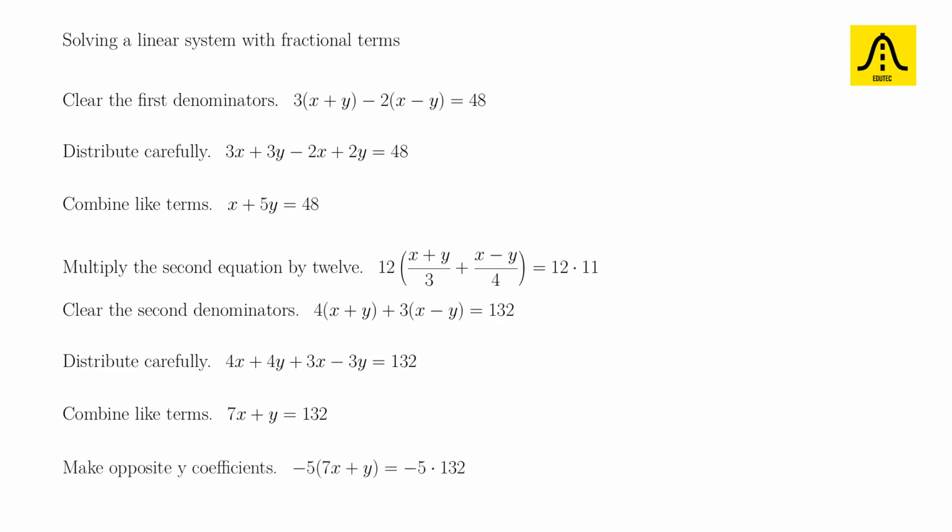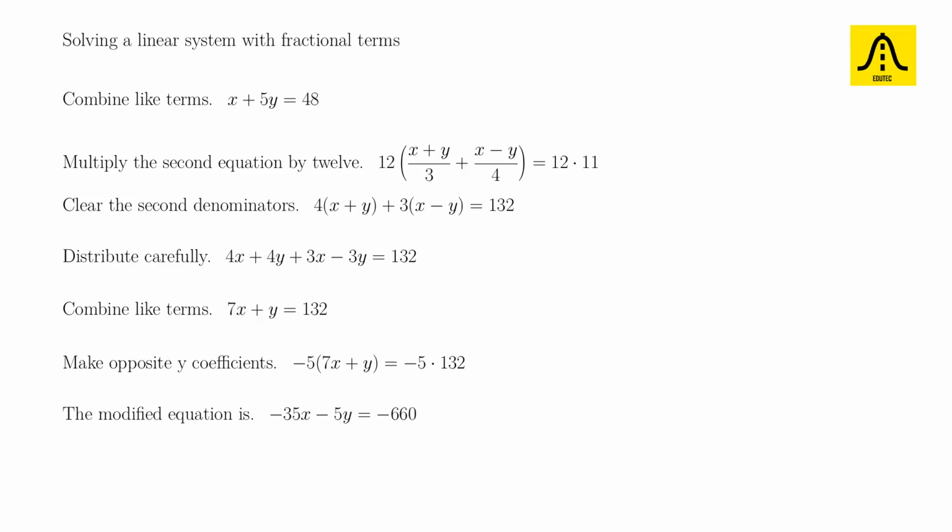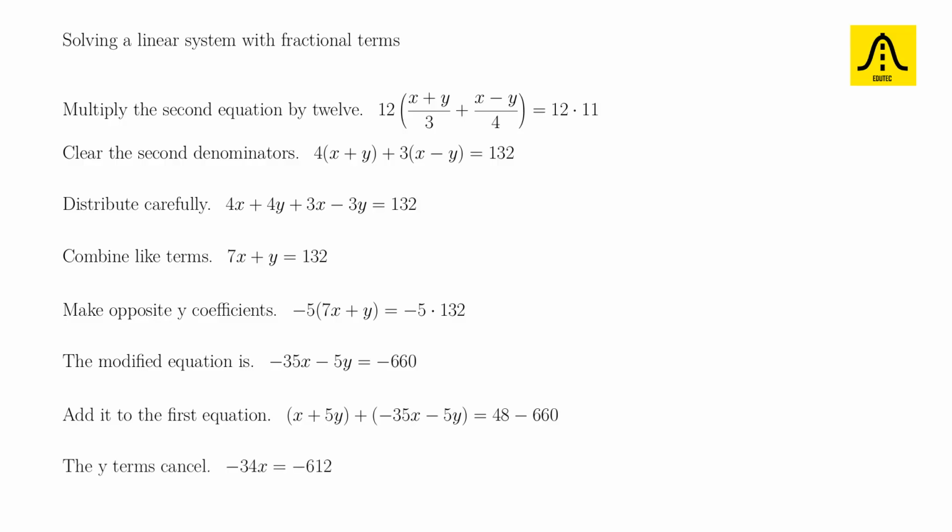To eliminate y, multiply the second simplified equation by -5. Every term on both sides must be multiplied, not just one side. Now add the modified equation to the first simplified equation. The y terms cancel, leaving a single equation in x.